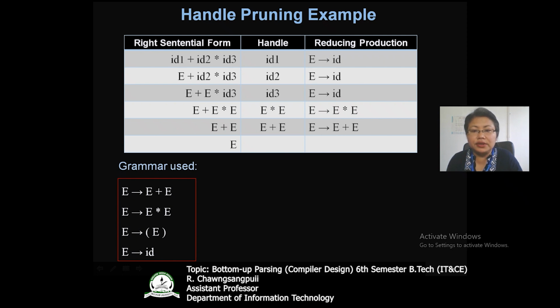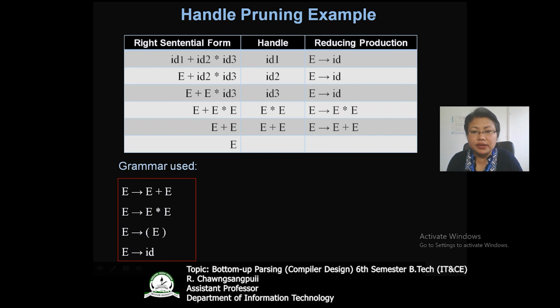The handle out here is ID1, and the reducing production which we use is E can have the form ID. So for replacing this ID1, we are using E can have the form ID. So E is put here: E plus ID2 into ID3. Now here the handle will be ID2, and the reducing production is E can have the form ID. So we are replacing this ID2 with the left hand side of the production, E. So E plus E into ID3.